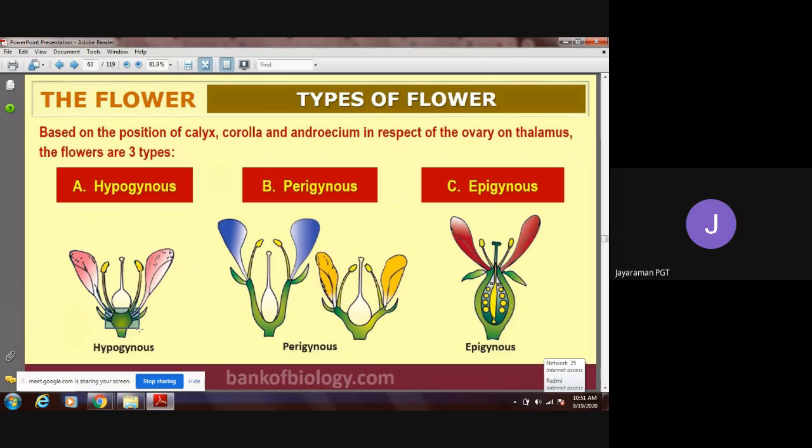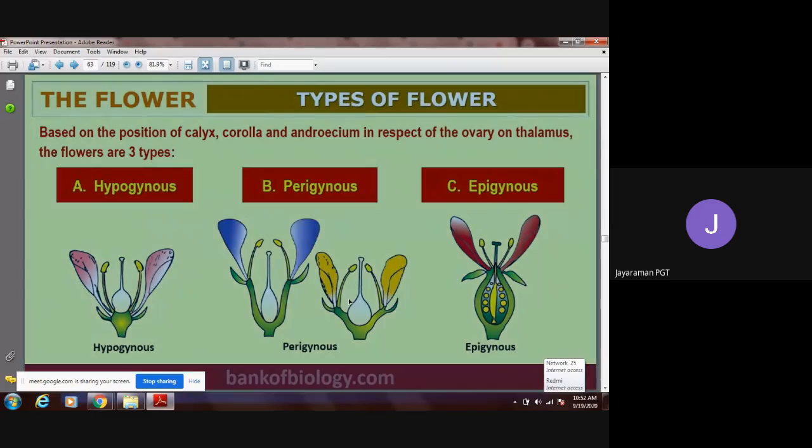So the term is hypogynous flower or superior ovary. The floral parts, calyx, corolla, and androecium, arise below the gynoecium or ovary. It is known as a hypogynous flower. In hypogynous flowers, the ovary will be at the top, because the floral parts are down and the ovary is on top. It is known as a superior ovary. Examples we will see. Then the perigynous flower. The major part of the gynoecium is the ovary. This is the ovary.